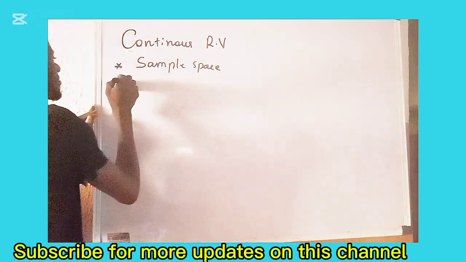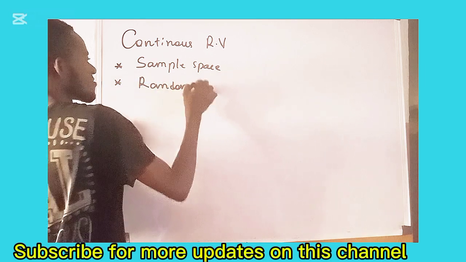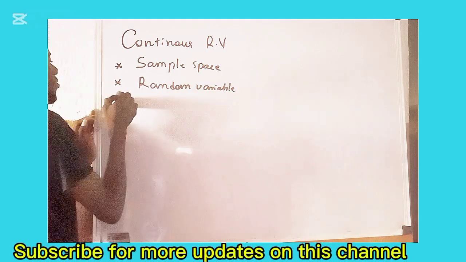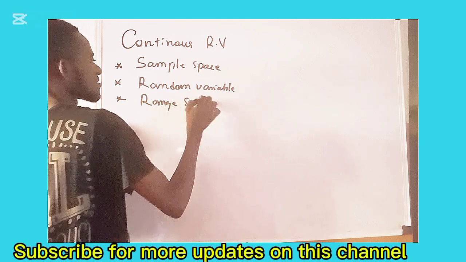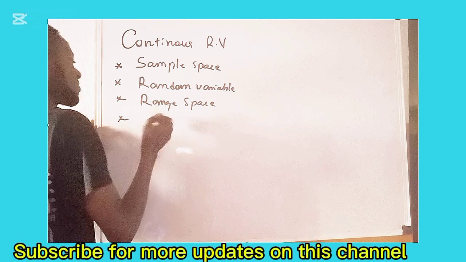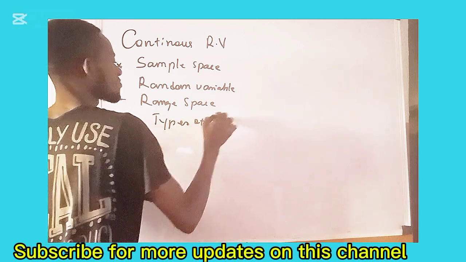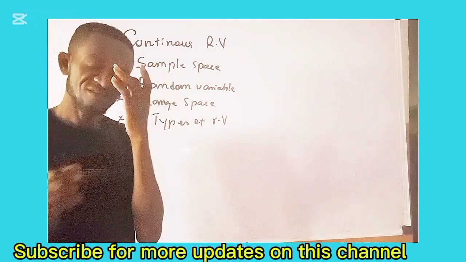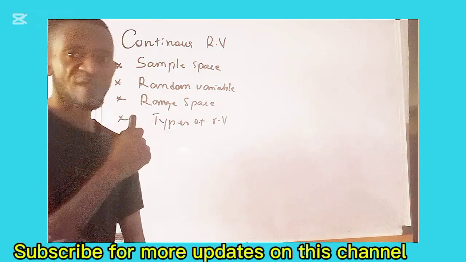We look at the concept of a random variable on its own. We equally look at the concept of what we call the range space. We look at what we call types of random variable. Let us look at these concepts to enable us logically understand what is meant by continuous random variable.